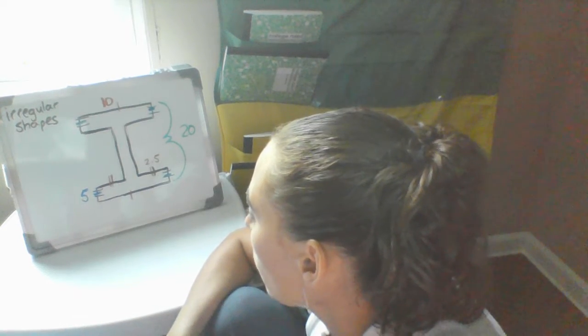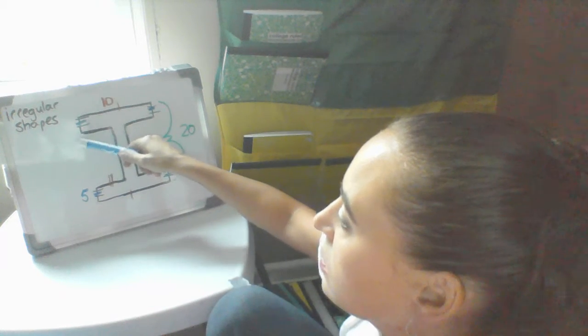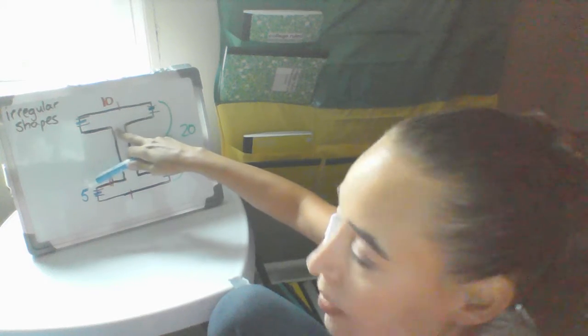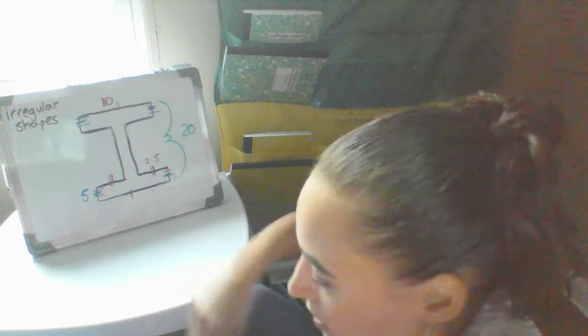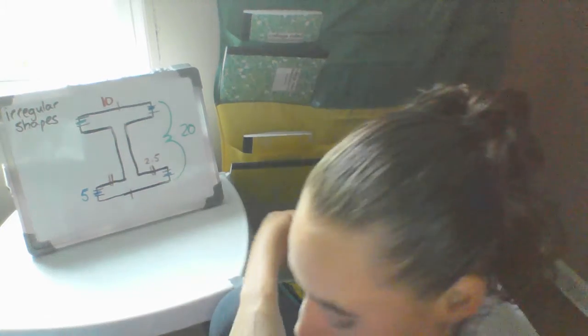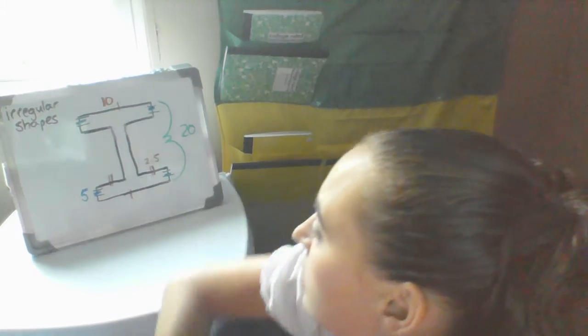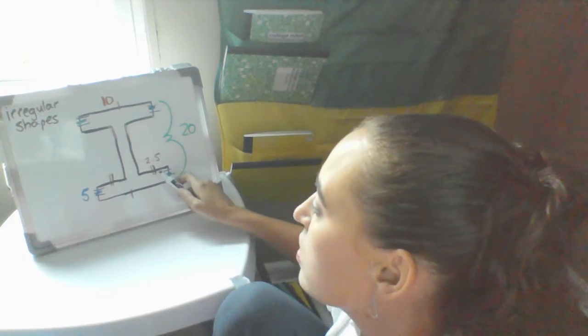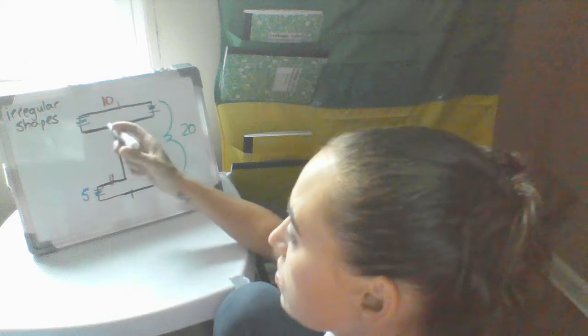Okay, so now here's your problem solving skills. So I know this is 10. I know this whole thing is 10, but you don't know what this is yet. So I'm going to go down to here and see if I can figure out what this is. Okay, so when I go down to here, this is 2.5. And I have a double dash, so that means this is also 2.5.